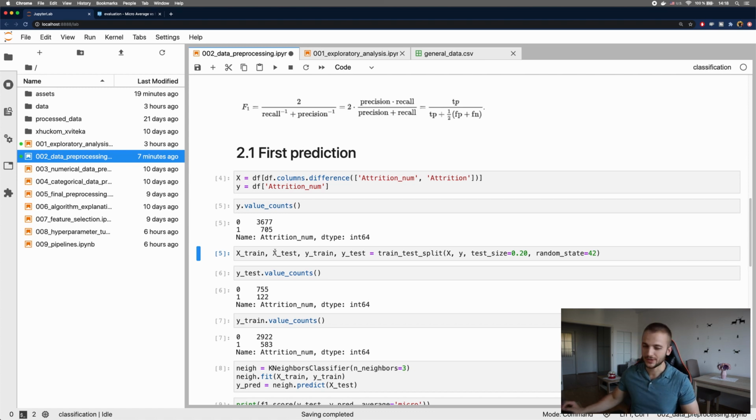Now what we want to do is split the data set into a training sample and a test sample. And what is this? In order to evaluate the classifier, we want to test its performance on data which was not presented during the training of the classifier, right?